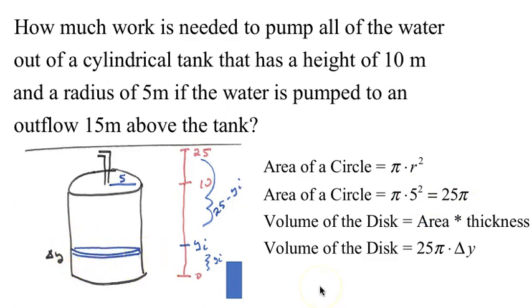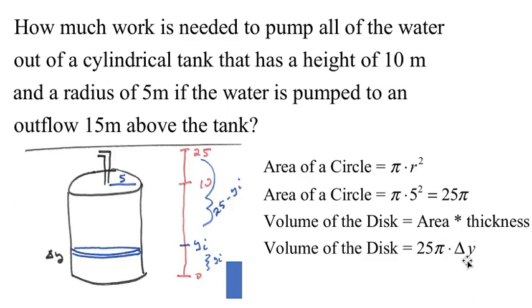Now we need volume. The volume of the disk is the area of that circle times the thickness. The thickness here is change in y. So the area of the circle is 25 pi, the thickness is change in y, so the volume of the disk is 25 pi times change in y. We have volume.